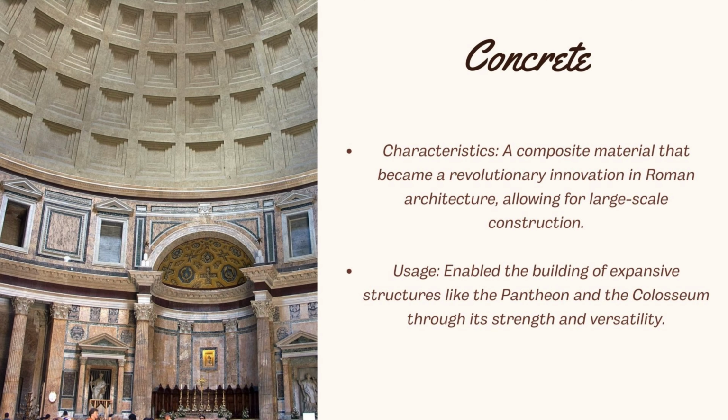Fourth is concrete. The characteristics of concrete: it is a composite material that became a revolutionary innovation in Roman architecture, allowing for larger scale construction. It was mostly used for the building of expansive structures like the Pantheon and the Colosseum, thanks to its strength and versatility.